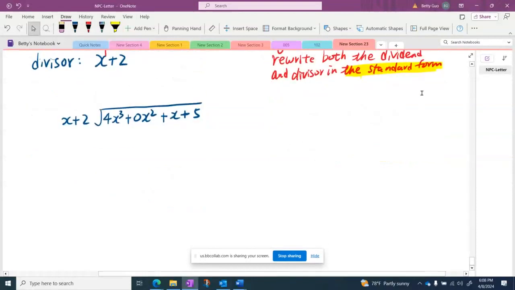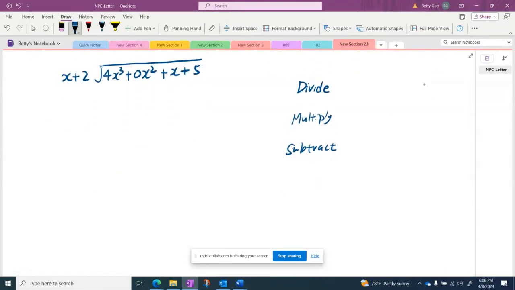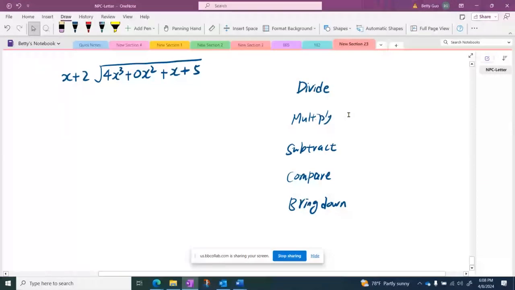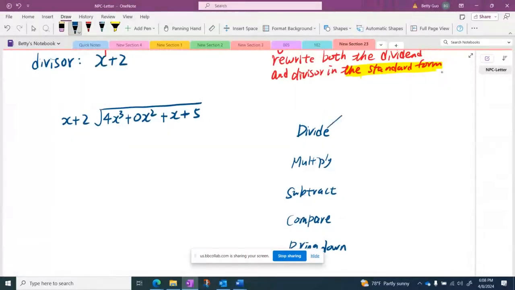Okay, now we are going to follow the following steps. Firstly, we are going to divide, and then we are going to multiply, and then we're going to subtract, and then we're going to compare, and we're going to bring down. Let me explain. Divide. This is a procedure. The first step of the procedure is divide. Divide what by what? Divide the leading term.